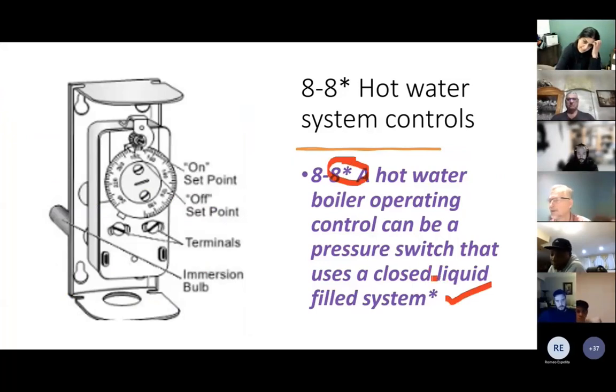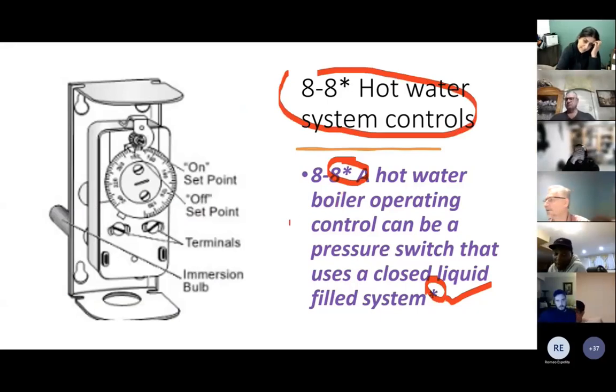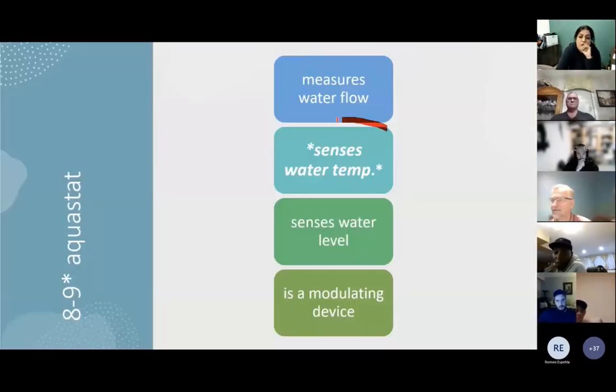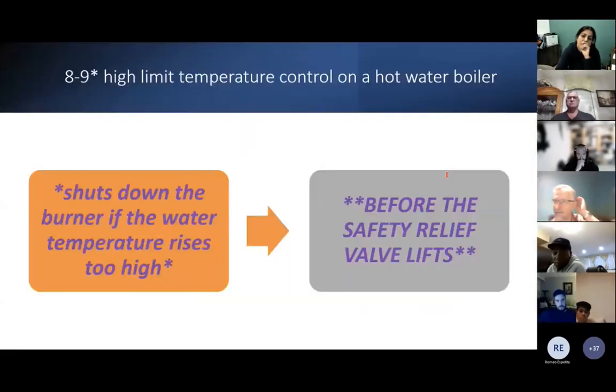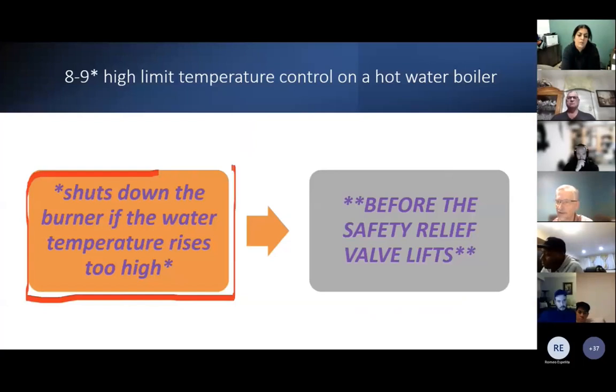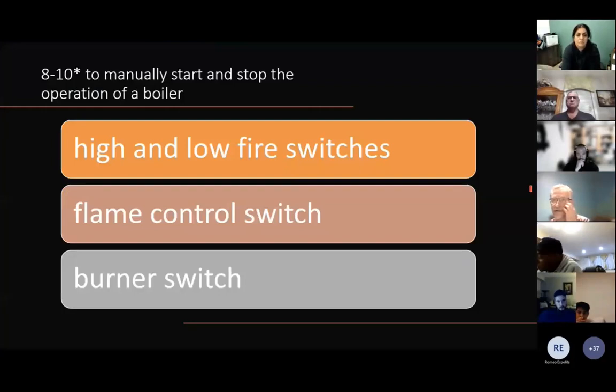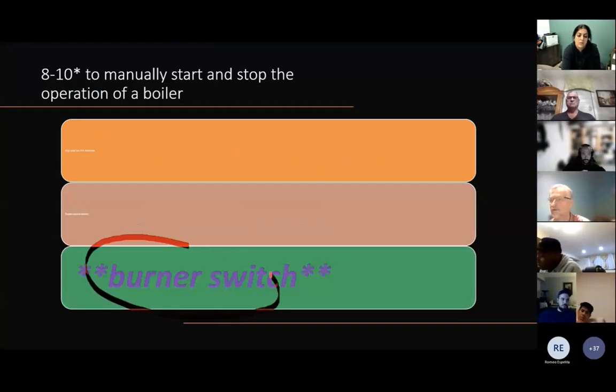So important things to remember about a hot water controller. Aquastat senses the water temperature. High limit temperature control on a hot water boiler shuts down the burner if the water temperature rises too high, and it must do that before the safety relief valve lifts. If you simply want to manually start and stop a boiler, use the burner switch.